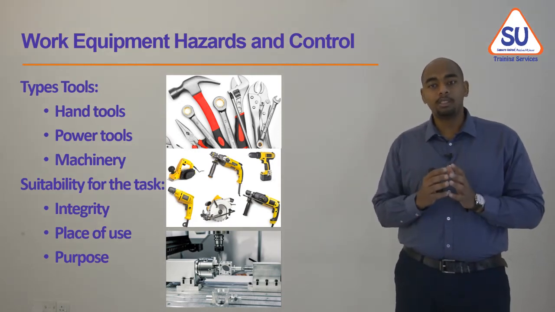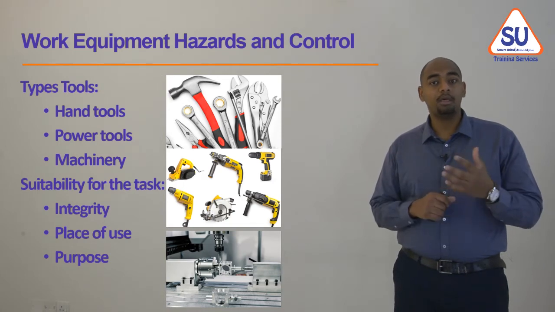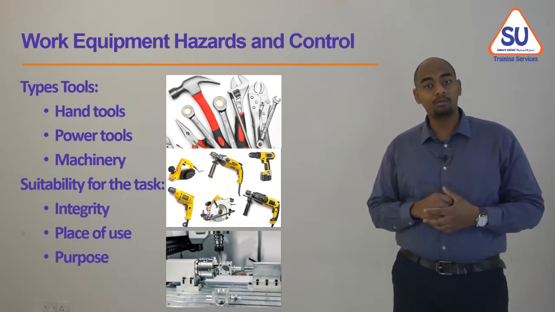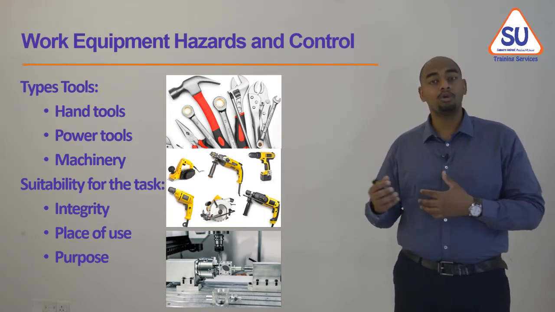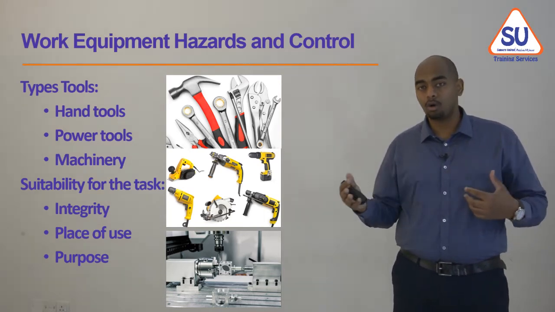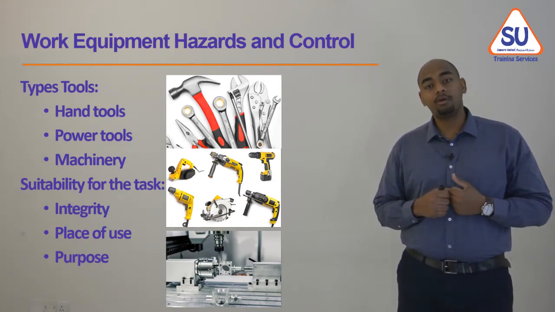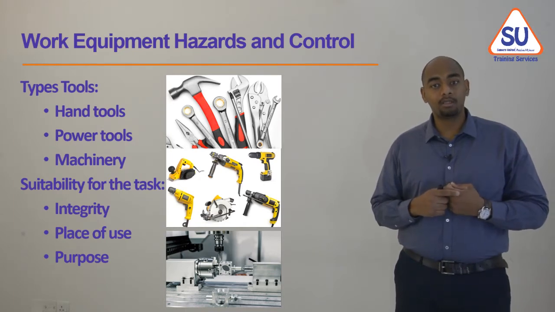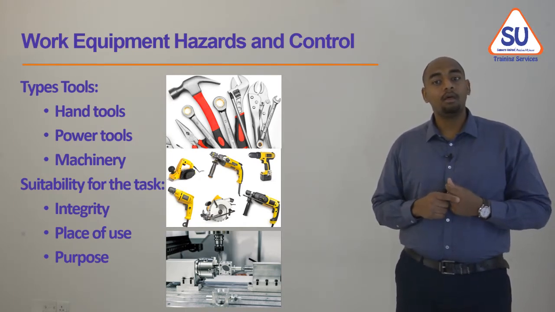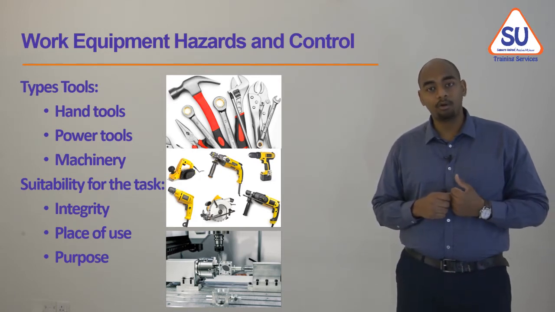So the work equipment itself, we have several types of working tools. Here we need to mention the hand tools, the handheld power tools, also the machineries or the heavy machineries. When we select those types of tools to operate them in our work sites, we need to make sure that they are suitable for the task. So what do we mean by suitable for the task?